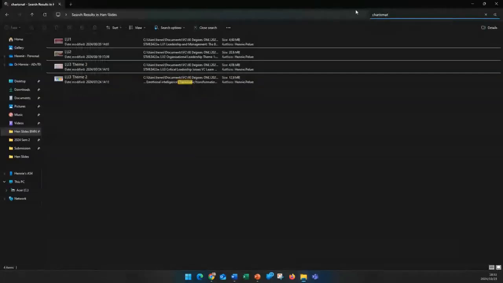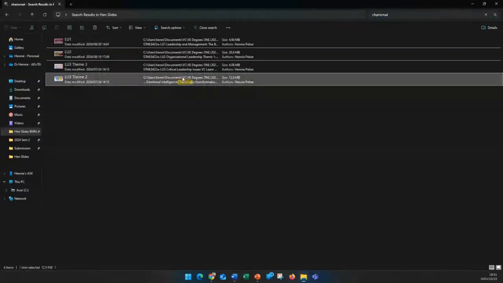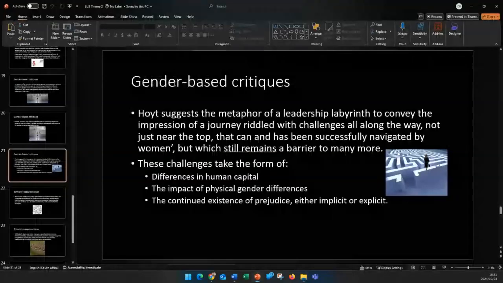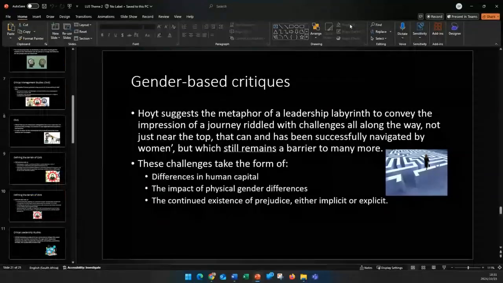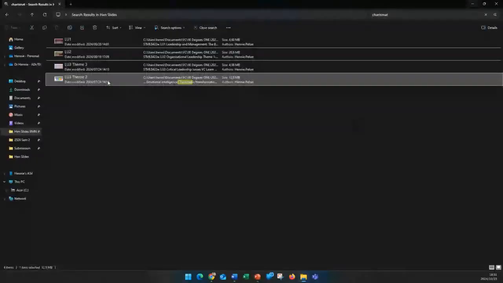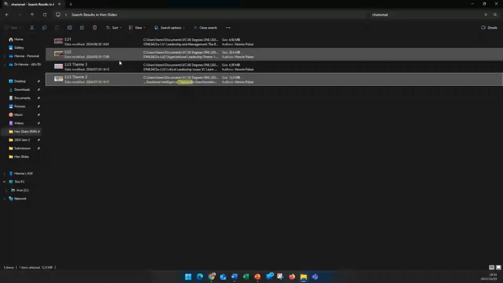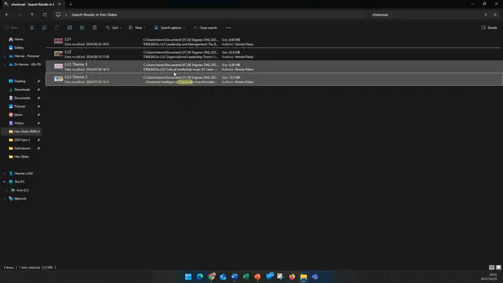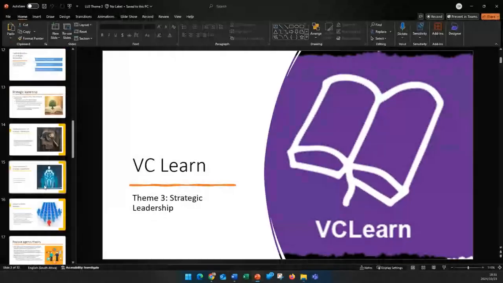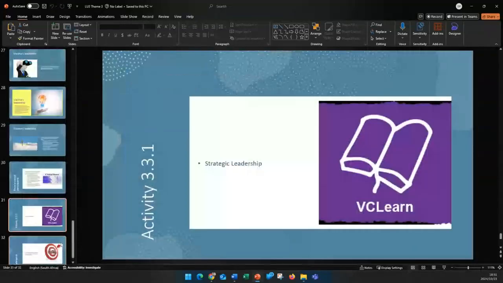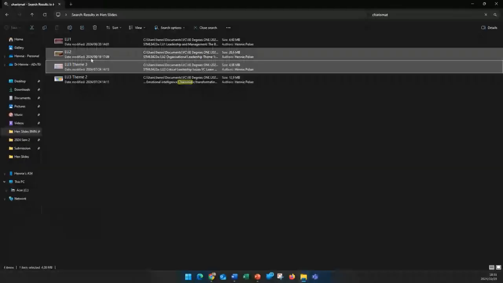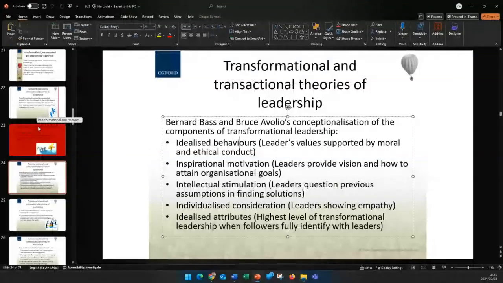So according to this, it's learning unit 3, but it might not be. Unit 2, who can find charismatic leadership? No, it won't be there. Nope, it keeps opening that. Offhand, who knows where charismatic leadership is? I don't think it's in here. It would be in this learning unit over there.